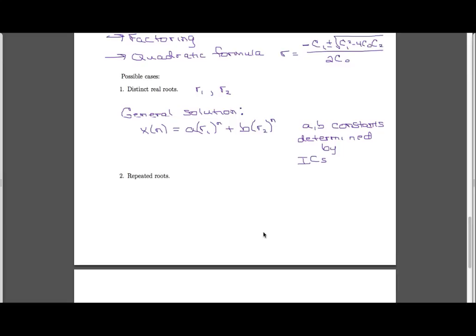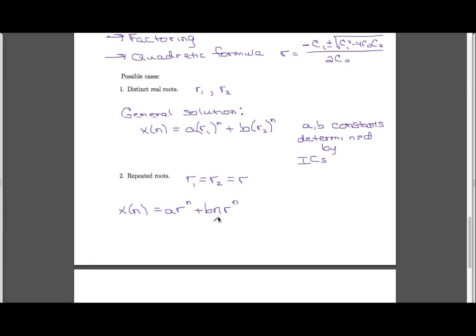The second thing that can happen is that you have repeated roots. So you have two roots, but they're both the same thing, where r1 is equal to r2. In this case, I'm just going to call it r overall. And in that case, the general solution is x of n equals some arbitrary constant a times r to the n plus arbitrary constant b times n times r to the n.